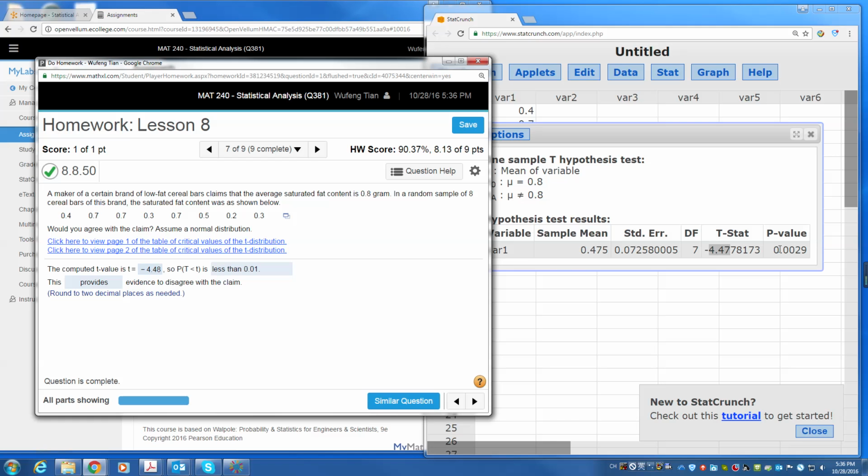If P is low, your null hypothesis is rejected. We can explain the null hypothesis later. But if the probability is very low, then it rejects the claim.